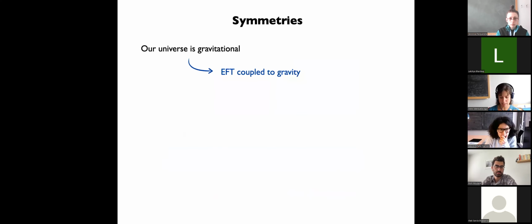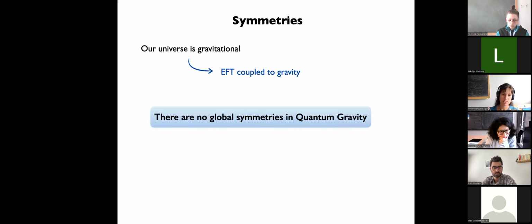But the point is that eventually, if you want to use this to describe our universe, you should couple these QFTs to gravity. And then there is this common lore that global symmetries cannot be exact in quantum gravity. So you could ask, then what happened with all this beautiful progress, all these developments? Should we stop thinking about global symmetries? There are no symmetries in nature. What's going on? Of course, I wouldn't be giving this talk if the answer is that symmetries are not useful. Of course, they are very useful.